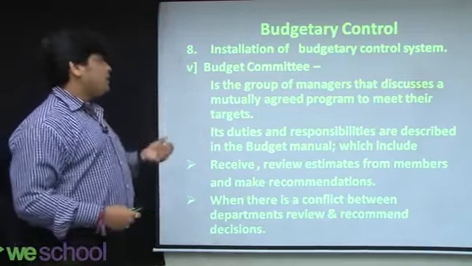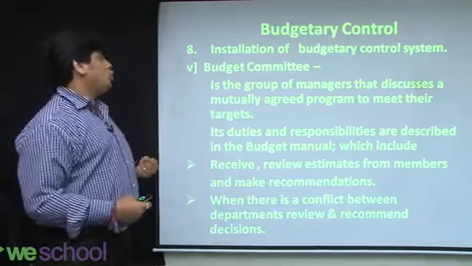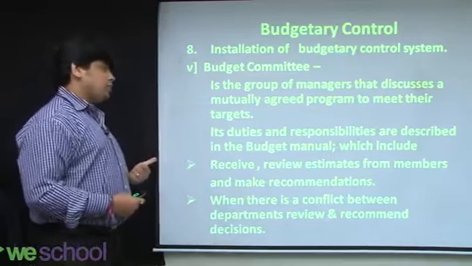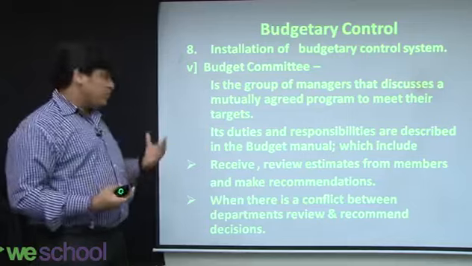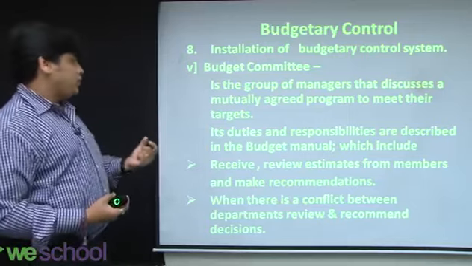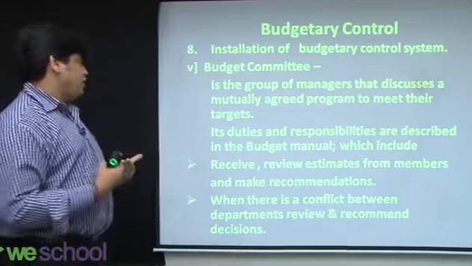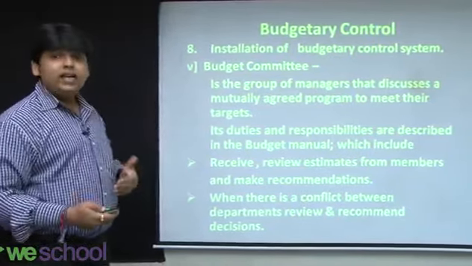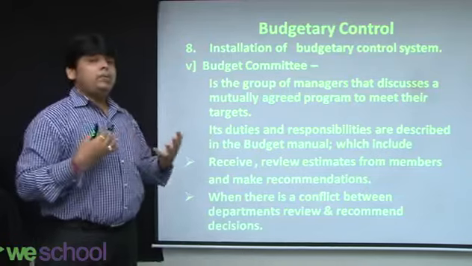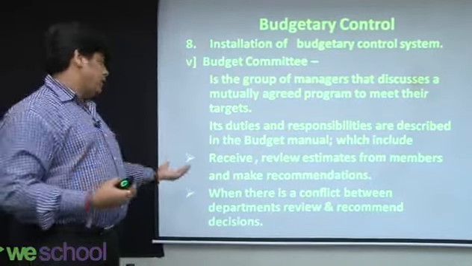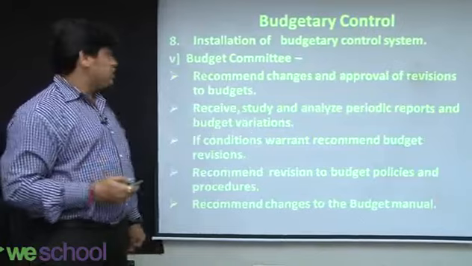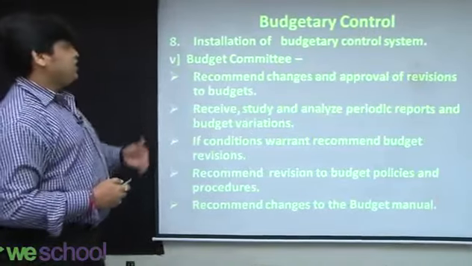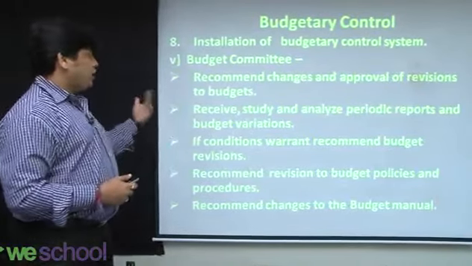So it is a group of managers that discuss a mutually agreed program to meet their targets. Its duties and responsibilities are described in the budget manual, which include receiving estimates from the members and making recommendations when there is a conflict between departmental reviews. When there is a conflict between departmental reviews, they can recommend various decisions. Okay, recommend changes and approval of revision of budgets.